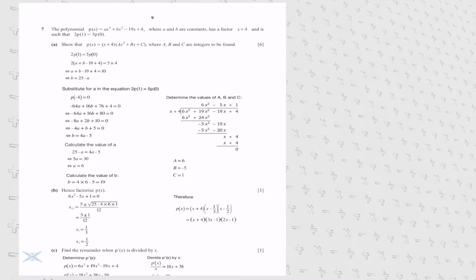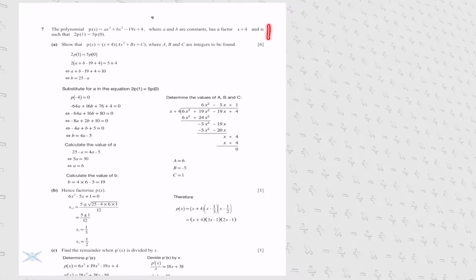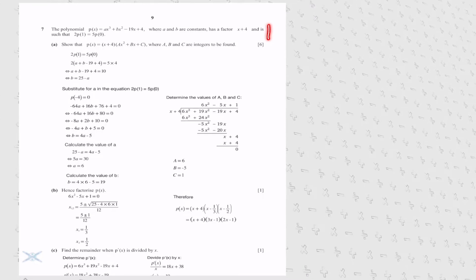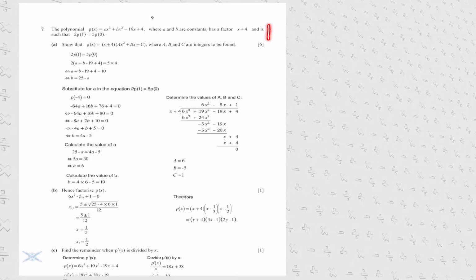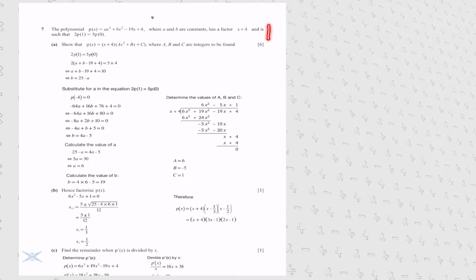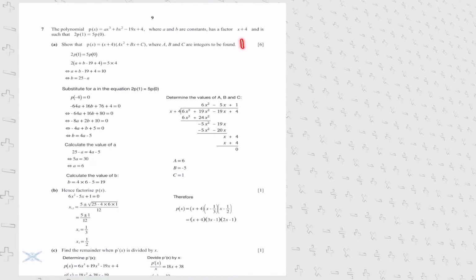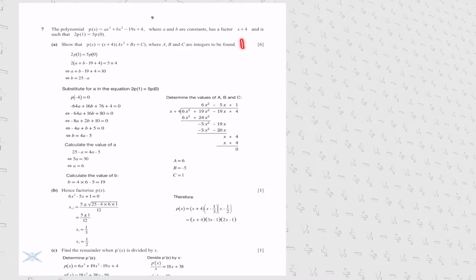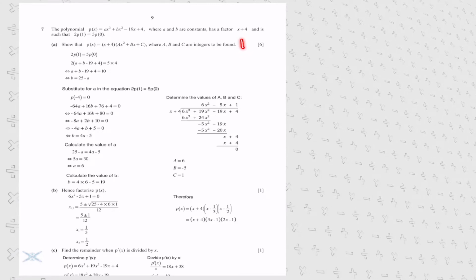Moving on to exercise 7, the polynomial p of x equals ax cubed plus bx squared minus 19x plus 4, where a and b are constants, has a factor x plus 4, and is such that 2 multiplied p of 1 equals 5p of 0. In part A, we are supposed to show that p of x equals x plus 4 multiplied ax squared plus bx plus c, where a, b, and c are integers to be found.